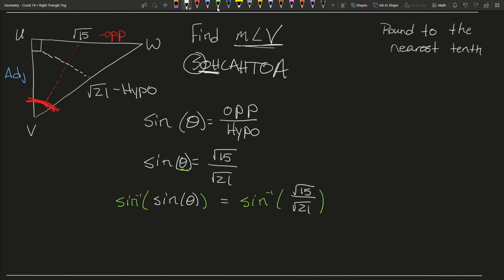And when we do that, on the left-hand side, both of those sines cancel, and we're just left with theta. And on the right-hand side, we still have just sine inverse of root 15 over root 21. Which, honestly, if we get to that point on a test or a quiz, and I'm asking you to show your work, that is exactly what I want to see. If you can get to that point, you've done it perfectly. The rest is calculator work.